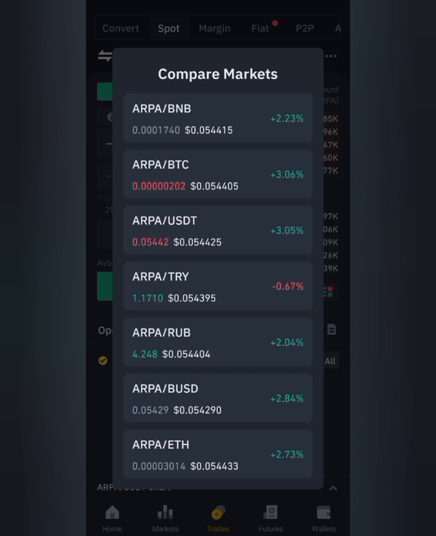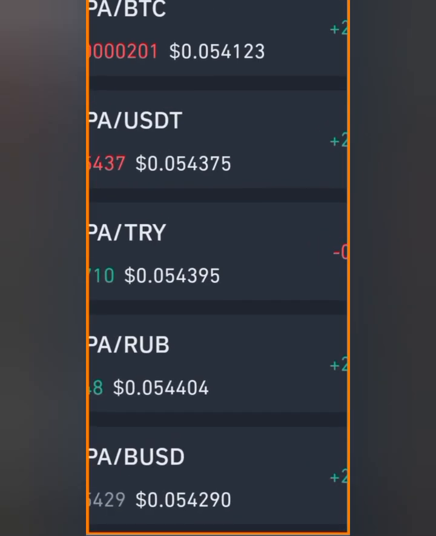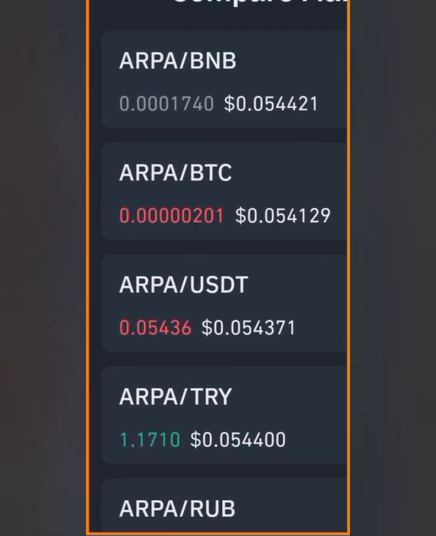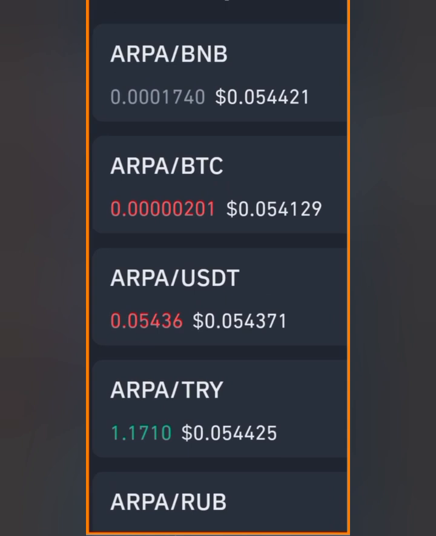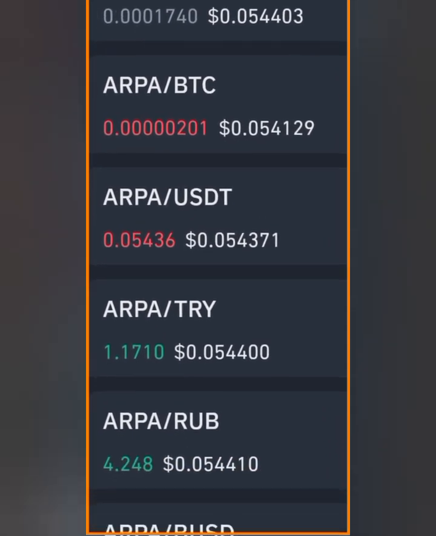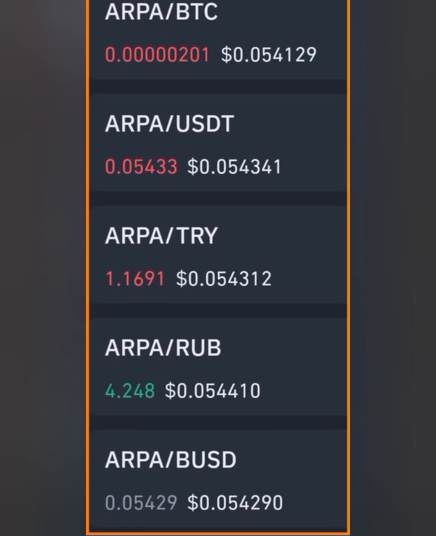Your base coin is probably the stable coin that you're changing from, or the coin that you're actually starting with. Okay, it could be BTC, it could be USDT, it could be BNB, whichever one. All right. But I'm going to look for the one that has the cheapest here. So now let's look at it. This is ARPA. ARPA BNB is 0.054. ARPA BTC is 0.541. ARPA USDT is 0.543.